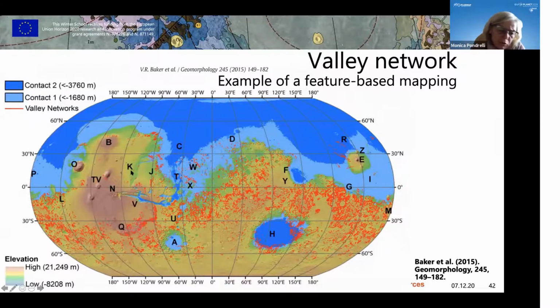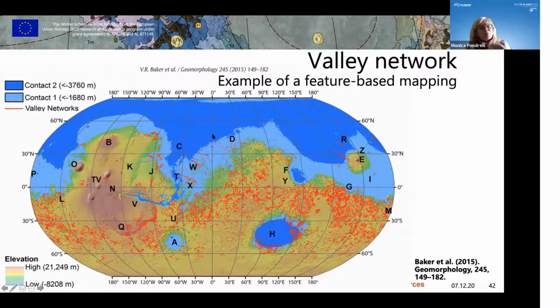This map is interesting also because it represents an example of feature-based mapping. Here we have a representation of the valley network, and here we have all kinds of channels, river, bedrock, and alluvial channels. That is not important. In this case, the authors wanted just to draw all the fluvial channels, also in order to understand and to constrain the possible existence of a putative ocean on Mars. There is a big discussion of it.